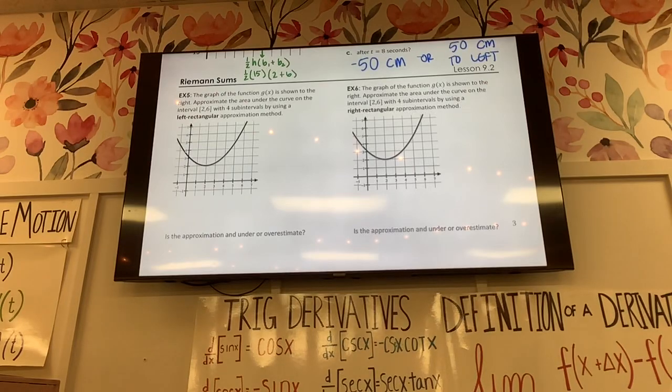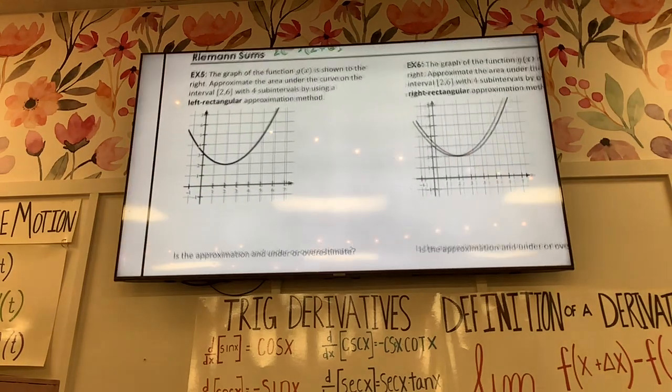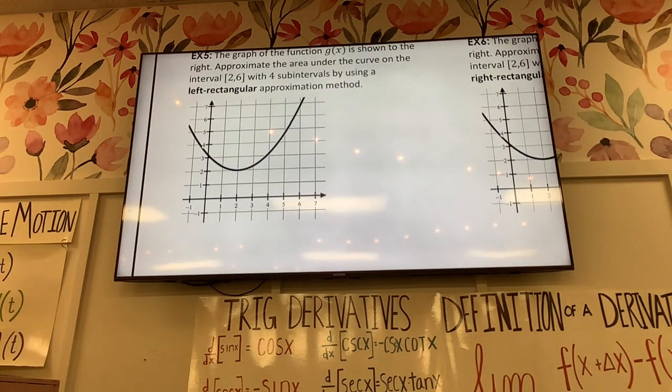So we are going to talk about Riemann sums. I have the graph of the function g of x, and we are going to approximate the area under the curve on the interval from 2 to 6 with 4 subintervals.